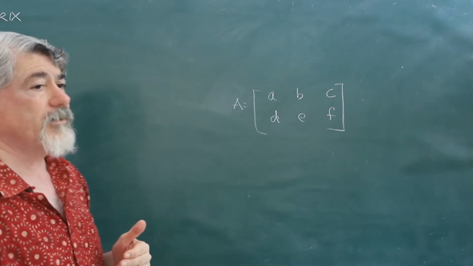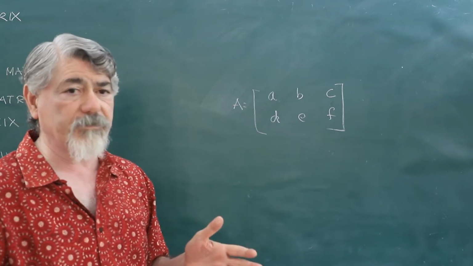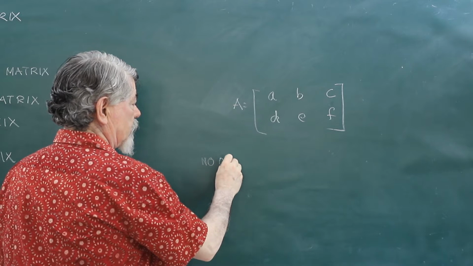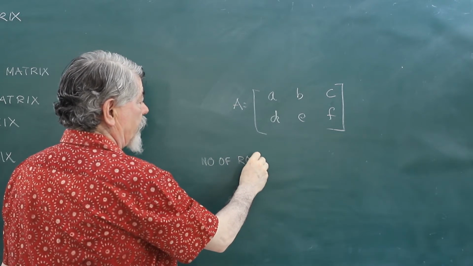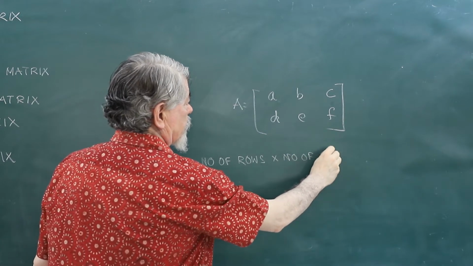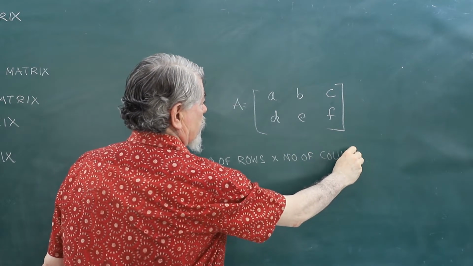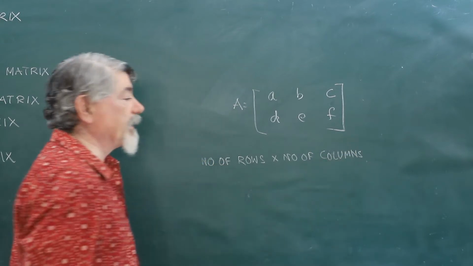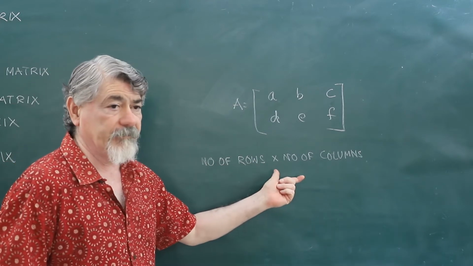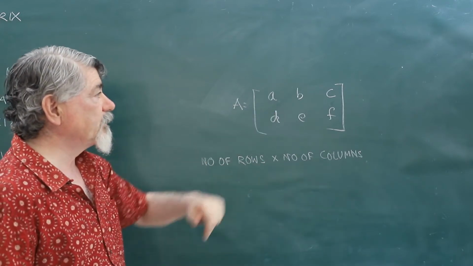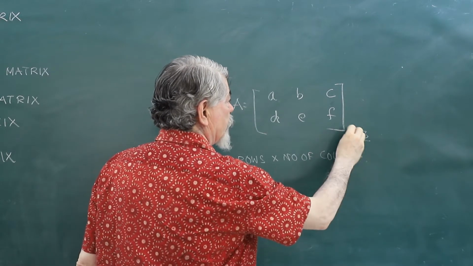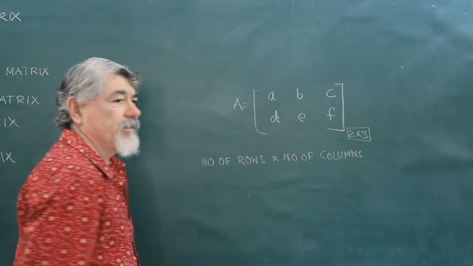Then we discussed the most important thing, the order of the matrix. We said number of rows into number of columns will give us the order of the matrix. We do not multiply them. For example, if it has 2 rows and 3 columns, we leave them as 2 into 3 because this will indicate how many.